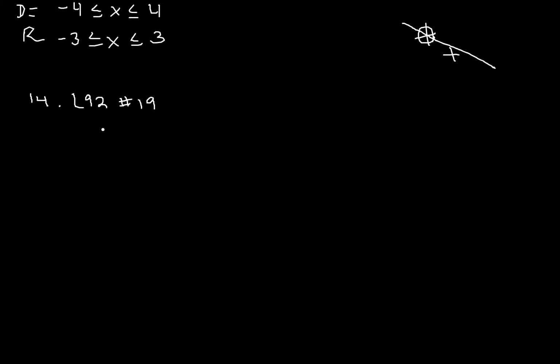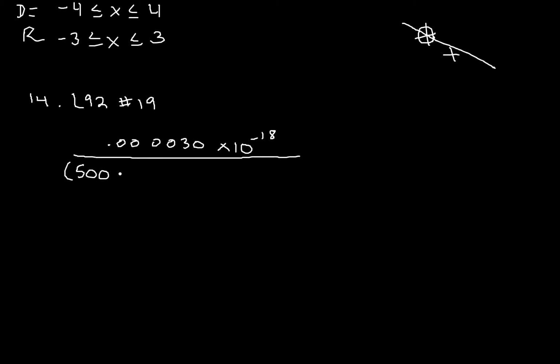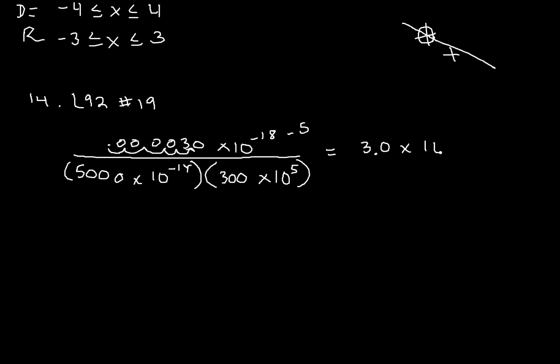All right, simplify. So you have 0.00030 times 10 to the -18 all over 5,000 times 10 to the -14, and then it's 300 times 10 to the 5th. All right, so we want to get in scientific notation, so the decimal point is here. We move it over 1, 2, 3, 4, 5. We moved it 5 places to the right. So if you're moving to the right, we're going to subtract 5. So it's going to be 3.0 times 10 to the -23.